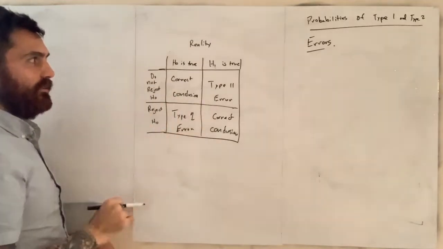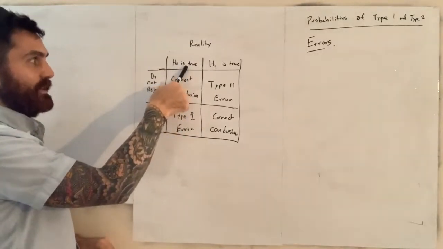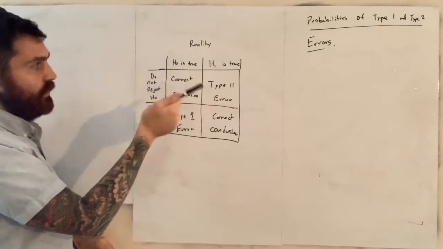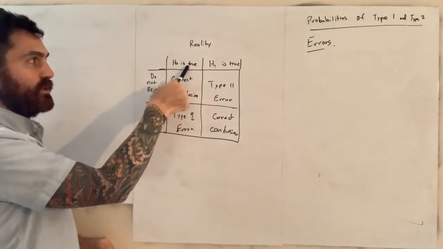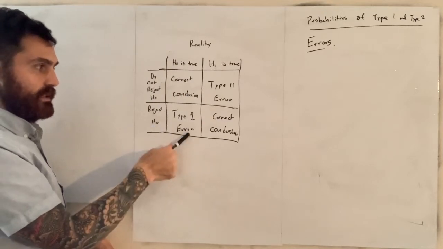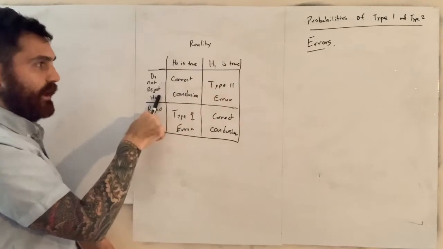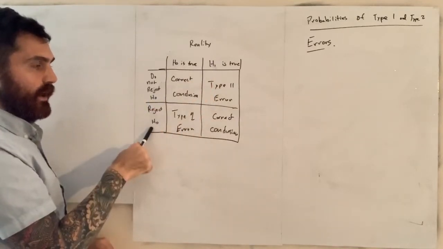So again, thinking of it in our courtroom analogy, this is the person is actually innocent. And this is you don't reject their innocence, which is good. This is the person is innocent and you find them guilty, which would be type 1 error. This is that they're guilty, you find them innocent. Guilty, you find them guilty.